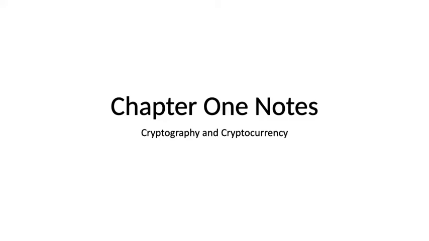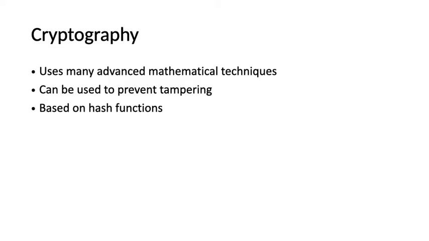In this lecture, we will be discussing cryptography and how it is used in cryptocurrencies such as Bitcoin. First of all, what is cryptography? Well, cryptography uses many advanced mathematical techniques to disguise the data. This is used to prevent tampering, and the key point that we will be discussing is the use of hash functions.